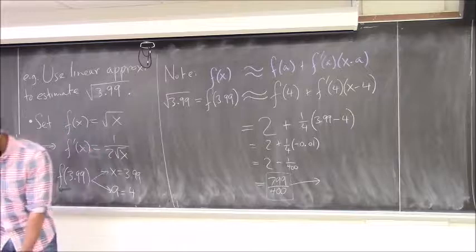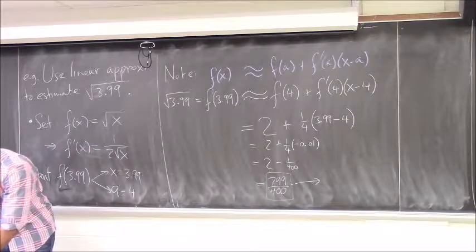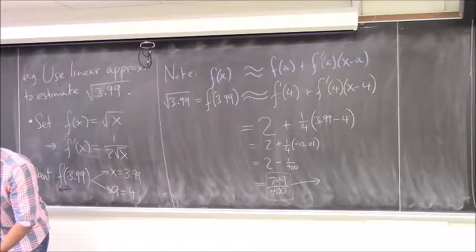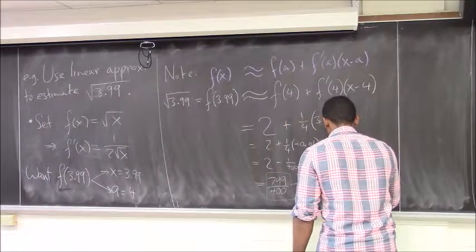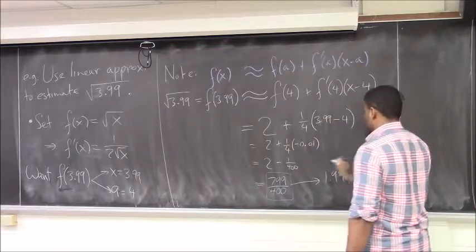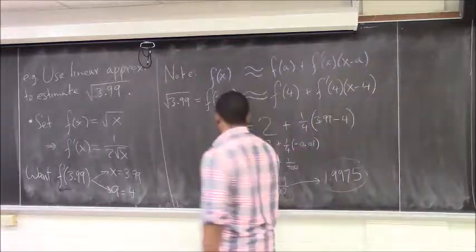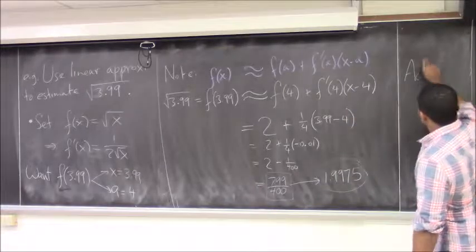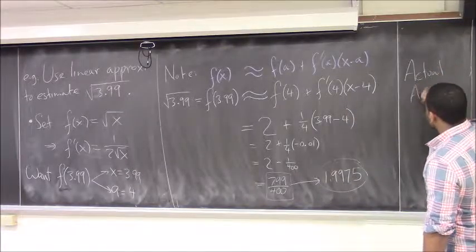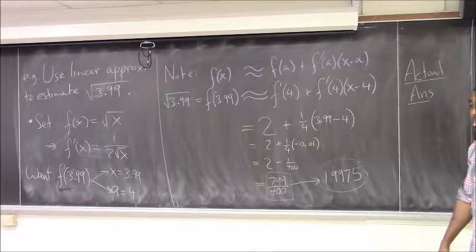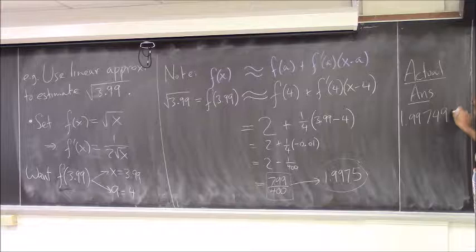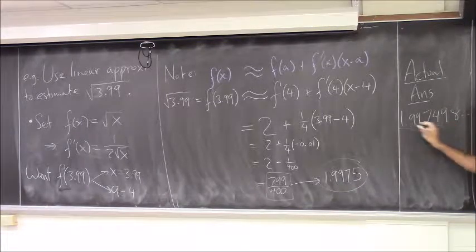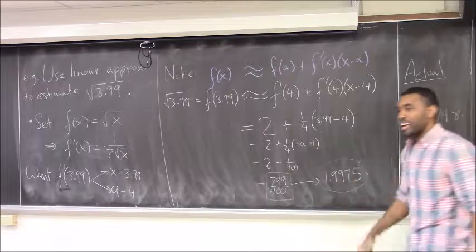I think I wrote it down. It's 1.9975. So that's what I would guess the answer is. What's the actual answer? 1.99749, 8 something. So if I were to round the answer to 4 decimal places, I would be correct.